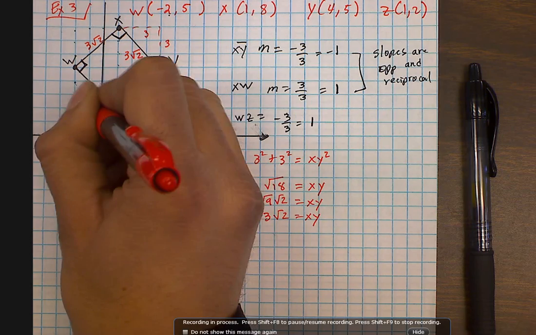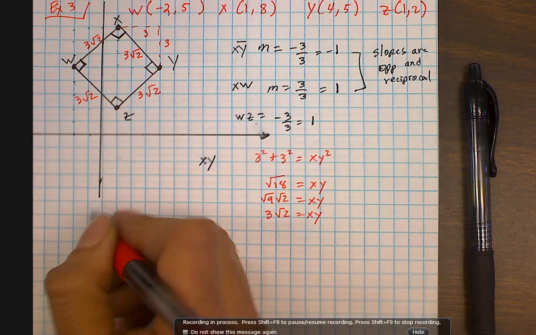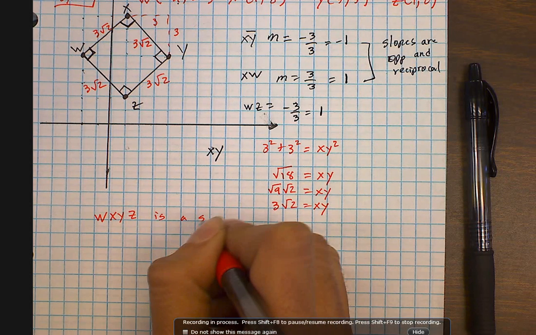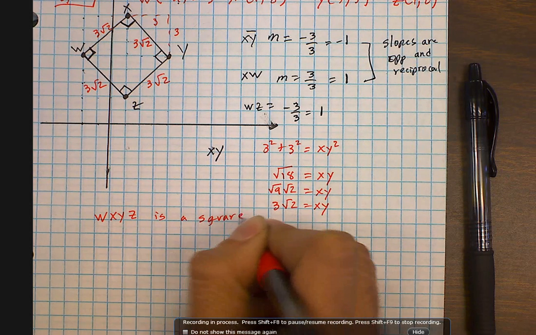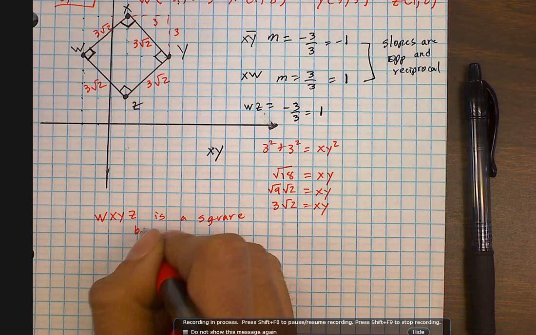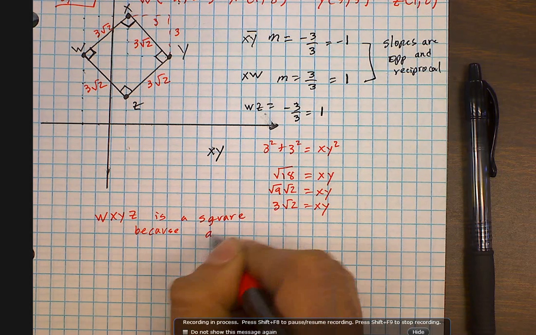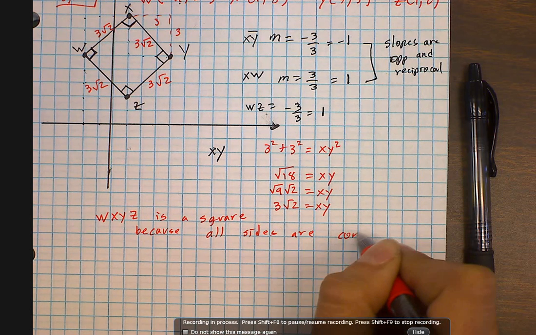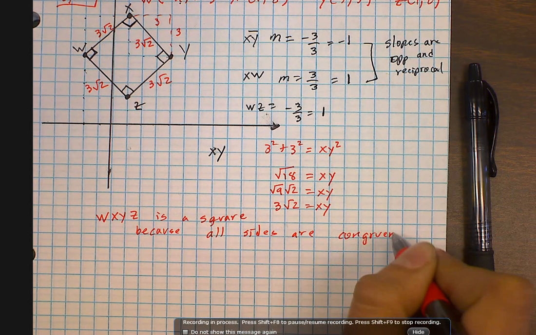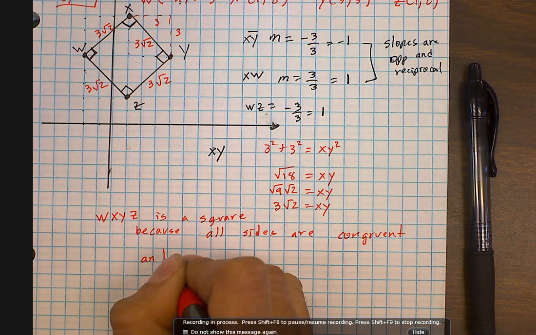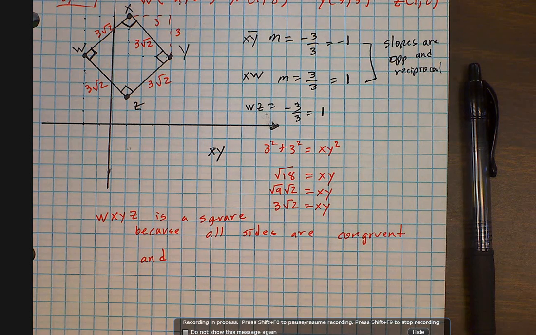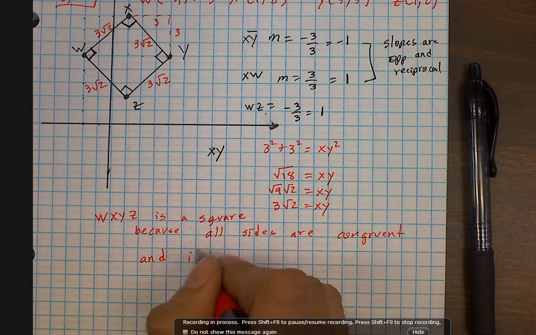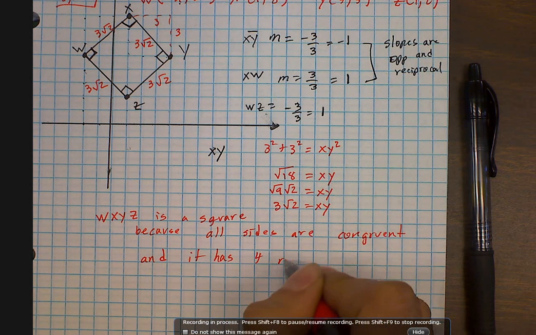So that means WXYZ is a square. It's a square because all sides are congruent, and it has 4 right angles.